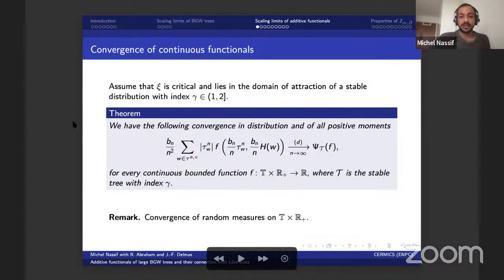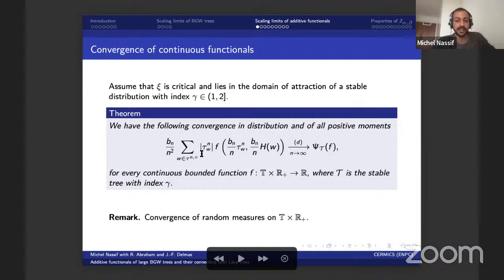With the last result, you can immediately say something about additive functionals for nice tall functions at least. So this is the first result. As always, we assume that psi is critical and in the domain of attraction of a stable distribution, and then you have this convergence right here.